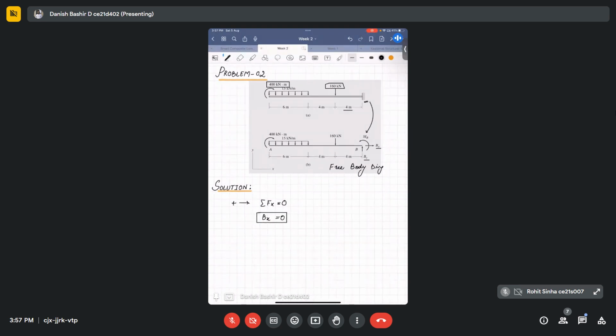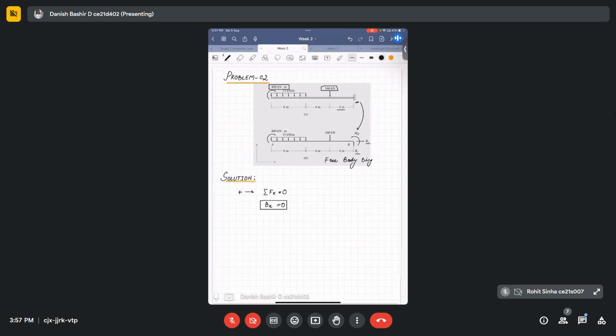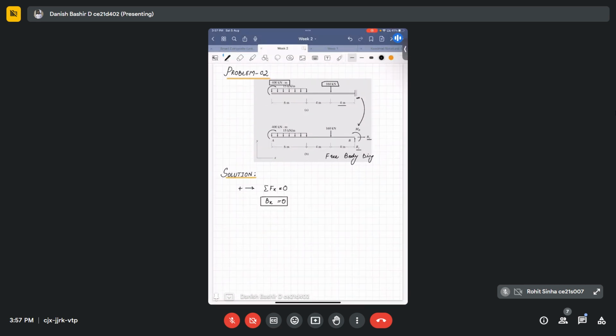Bx is equal to 0 because there was no load acting along the horizontal direction, so there will be no horizontal reaction at the fixed support. Writing our second force equilibrium equation, this will be the positive direction. Loads acting upwards will be considered as positive. Summation of Fy is equal to 0.